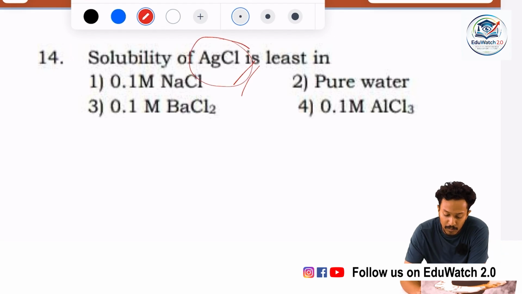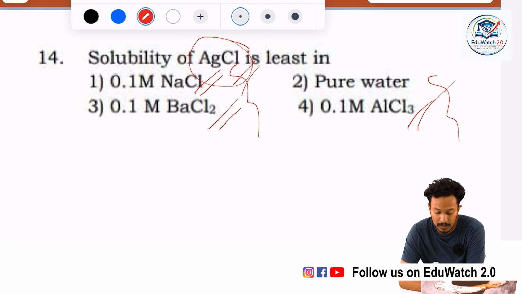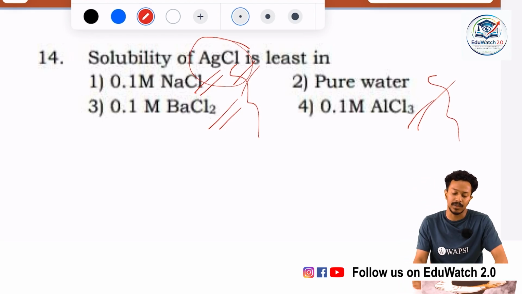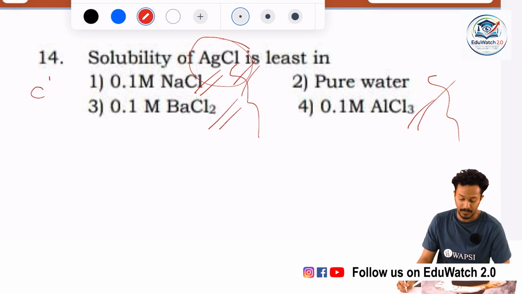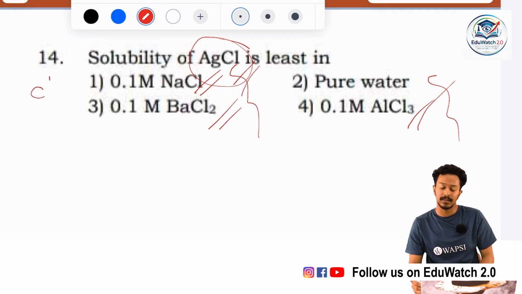Here, the solubility of silver chloride is reduced due to the presence of salts like sodium chloride, barium chloride and aluminum chloride. These all have the common ion chloride. So, the question is which has the least solubility? All these three options are 0.1 molar, so everything is the same. But the real reason lies in the amount of chlorine atoms. NaCl contains only one chlorine atom, BaCl2 contains 2 Cl minus ions and AlCl3 contains 3 Cl minus ions.